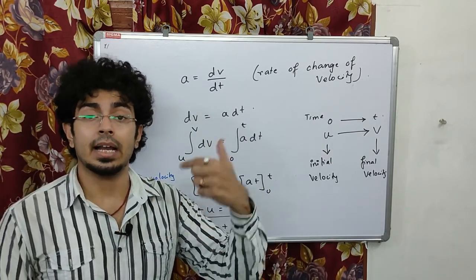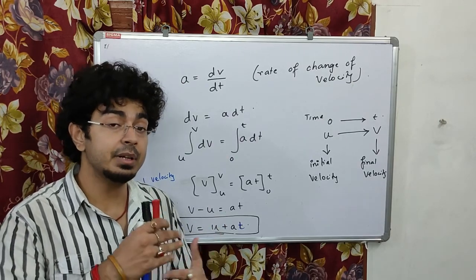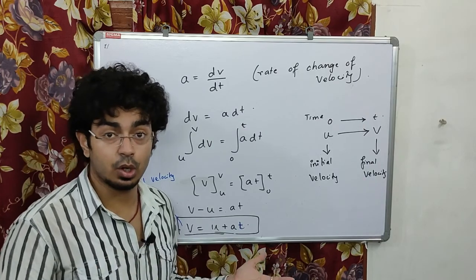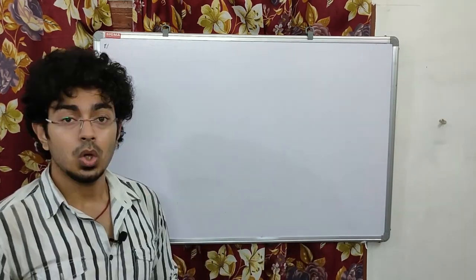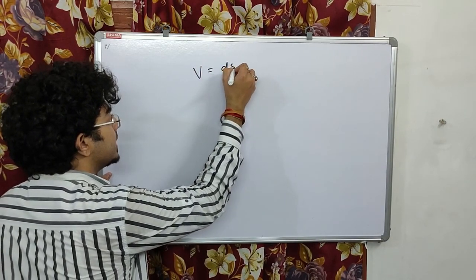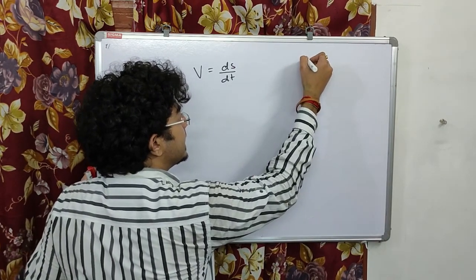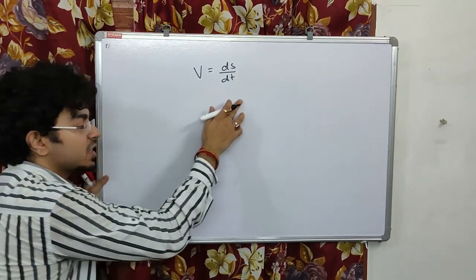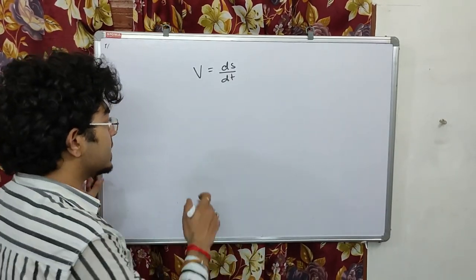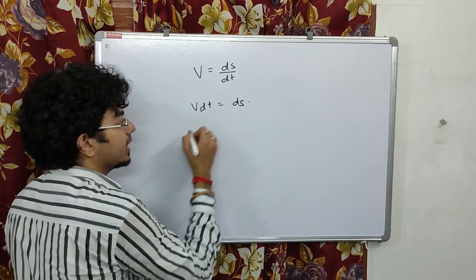Now let us jump to another equation. Let us see what the next equation is trying to say. What we can bring about regarding displacement and time with velocity. Let us check out our next equation. We all know v is equal to ds by dt. Here ds represents a small change in displacement and dt means a small interval of time. So we can say v dt is equal to ds, right?